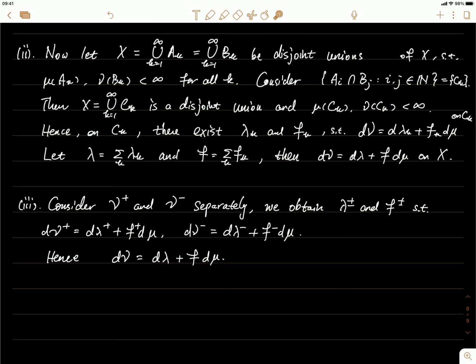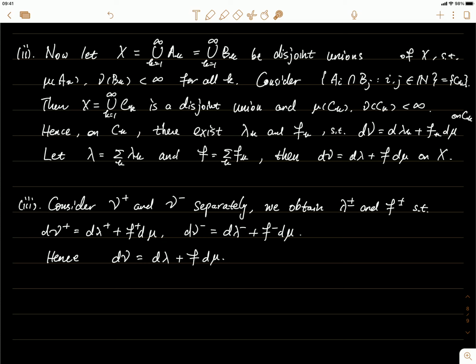In this case, we are assuming nu is positive as well, but nu can be decomposed into this form, into lambda_k and rho_k, where the rho_k part can be written as just f_k times mu. So rho_k is related to the measure mu in this way. Now that's what happens on each of the sets C_k.